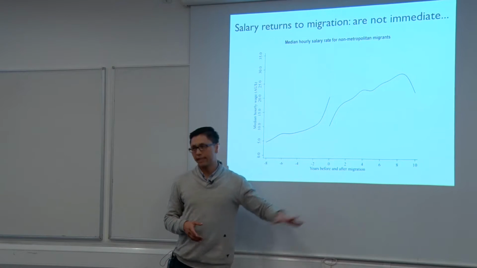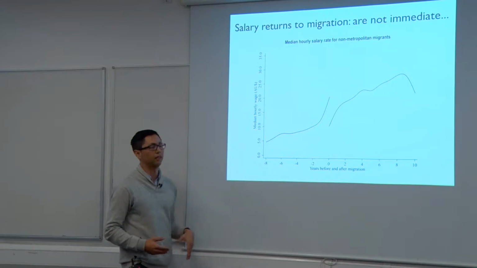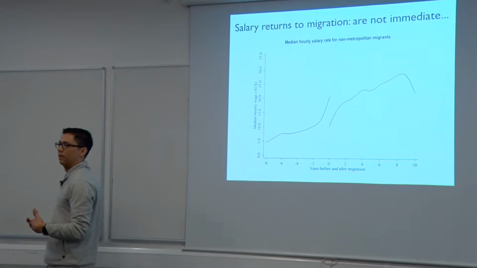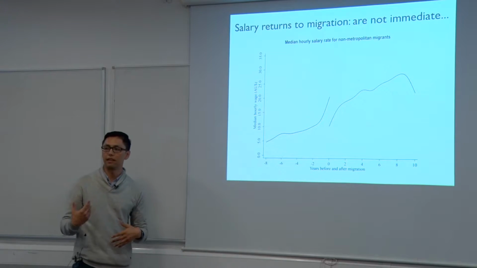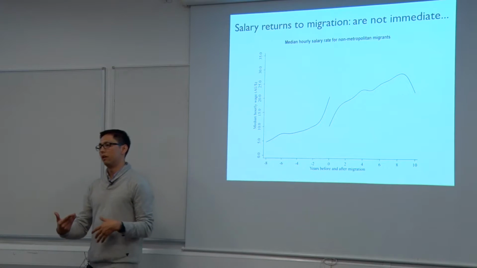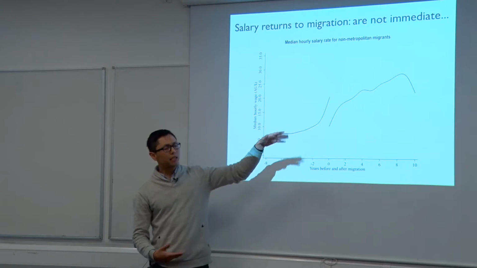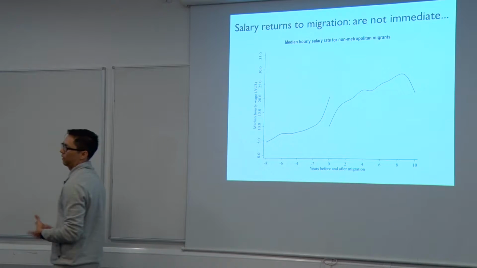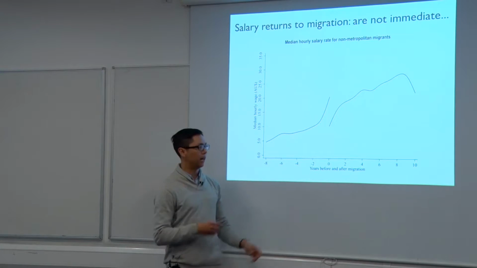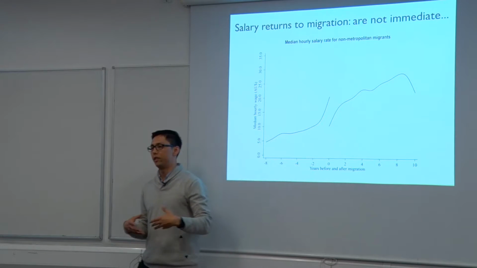And as they stay in metropolitan areas, they experience a rapid increase until about year 3, when they reach the same level of salary that they had before the move. But then it increases even more in subsequent years. The last bit, where we see a decline, can be explained by the number of observations that we had for 9 to 10 years after migration, okay?